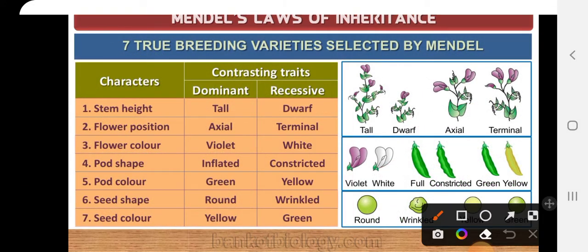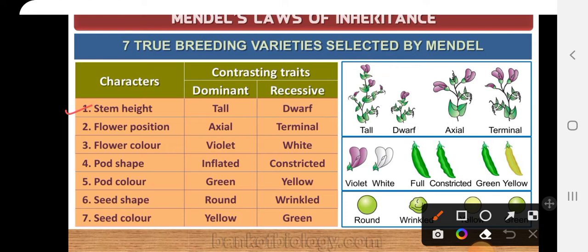Now the question we used to discuss: what are those 7 contrasting traits studied by Mendel? So these are the 7 contrasting traits. Contrasting means which are different. Like when I'm talking about the character height, it must be tall or dwarf. So we are talking about the two contrasting forms which can be easily studied to understand the variations, to understand the inheritance of the characters. These are the results of true breeding, which means pure plants were crossed together.